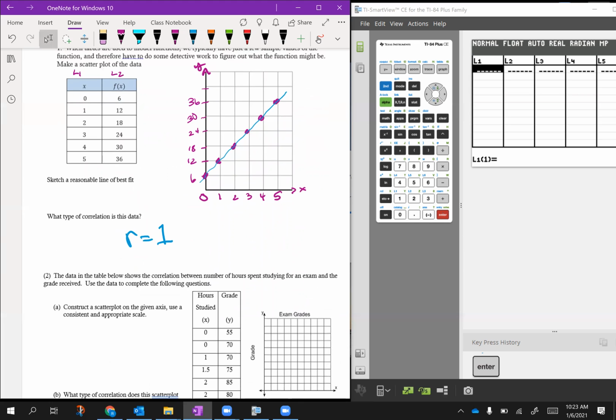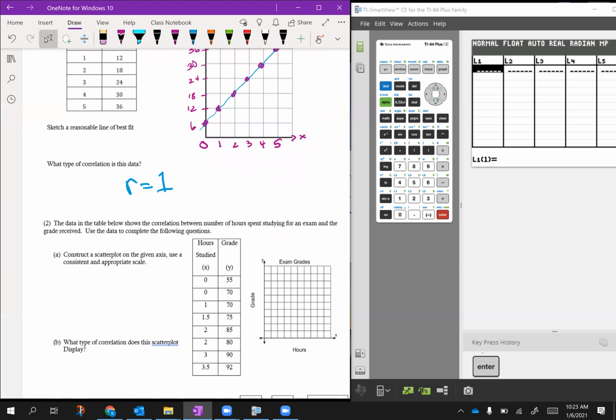The data in the table below shows the correlation between the number of hours spent studying for an exam and the grade received. Use the data to complete the following questions. Construct a scatter plot on the given axis. Use consistent and appropriate scale. So they did the scales for us, hours, grades. That just means that we have to count by the same number. So let's see what works here. Maybe I'll space these out every 2: 1, 2, 3, 4. That way I can get the half sums better.